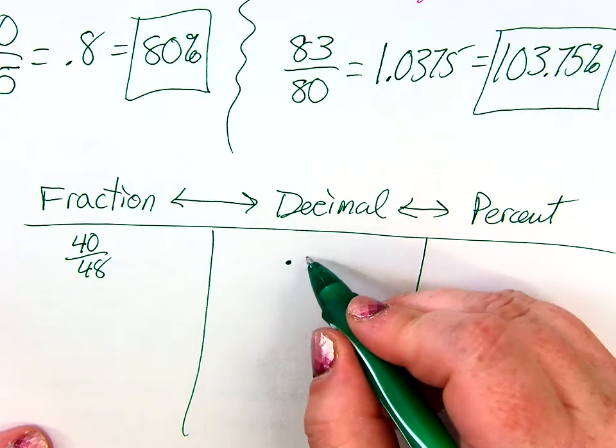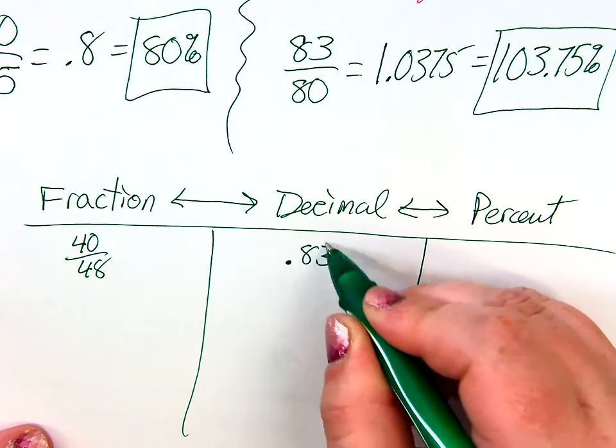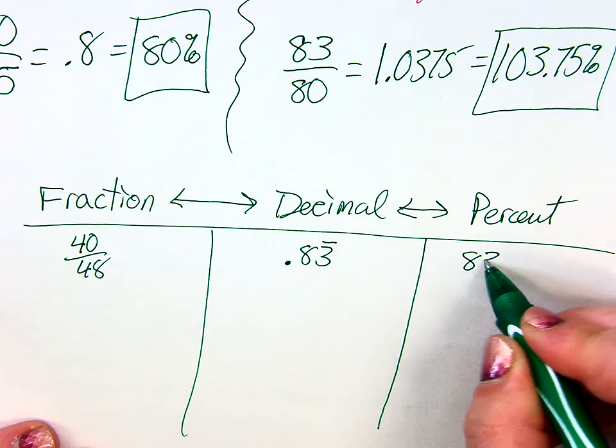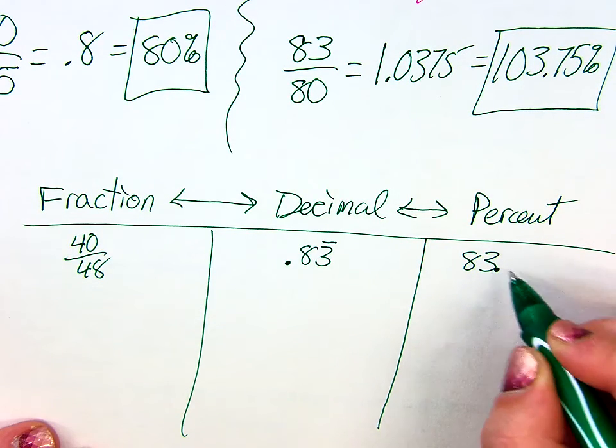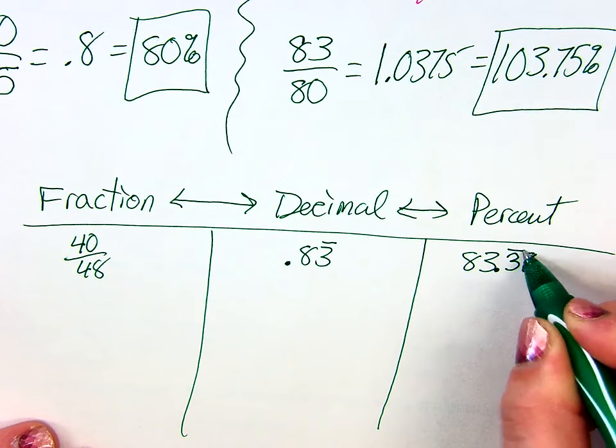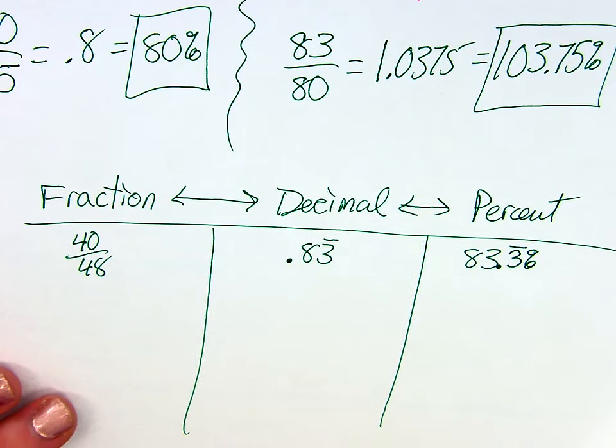Go ahead, what is it? 0.8. And then as a percent, Pablo, what's it as a percent? 83%. Yeah, I'm going to go one decimal place out and just put the bar on top, but you're right.